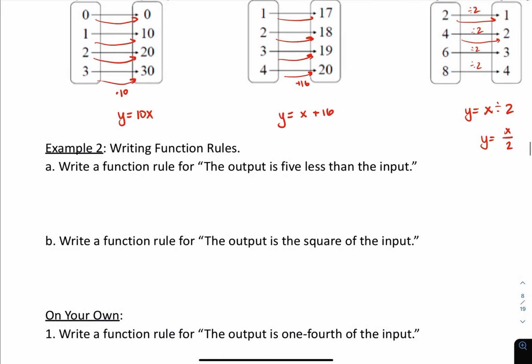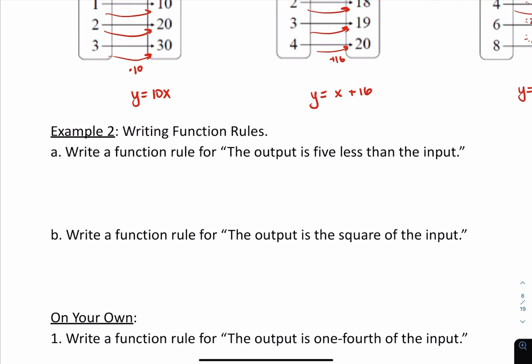Here's what you're going to be able to do just by looking at an expression. So writing function rules, write a function rule for the output. Remember, the output is always going to be your y. Okay, your output is 5 less than the input. Okay, keyword for is means equal. Okay, keyword for less than is what? Subtraction. So it's going to be y is equal to something minus something.